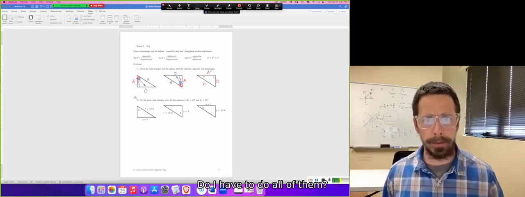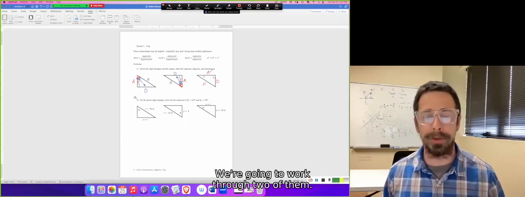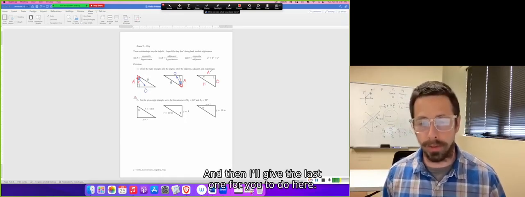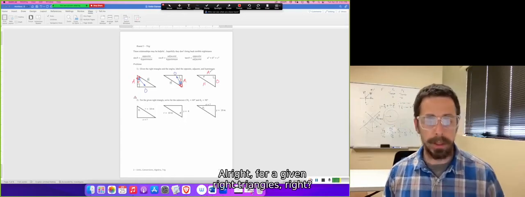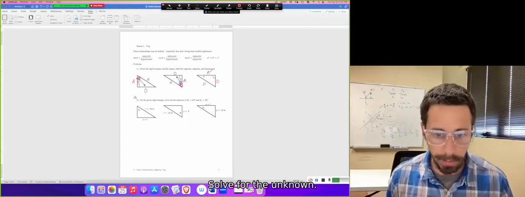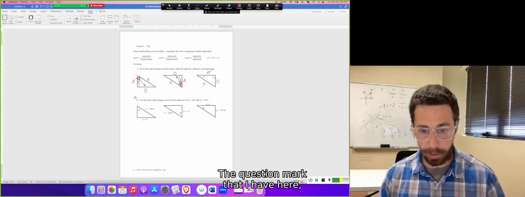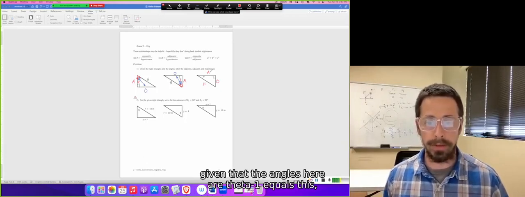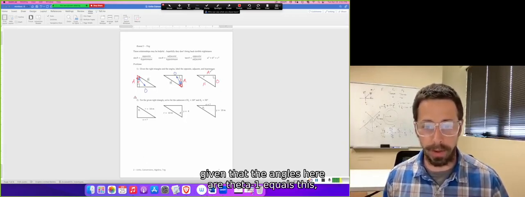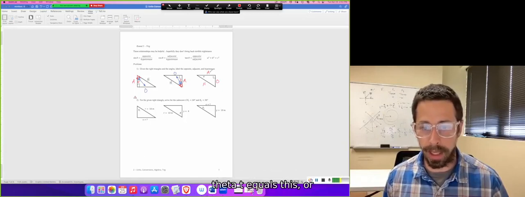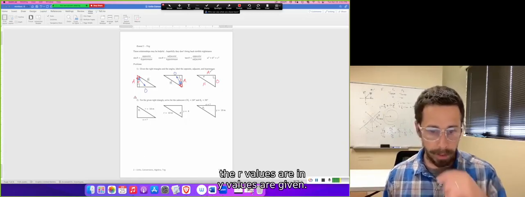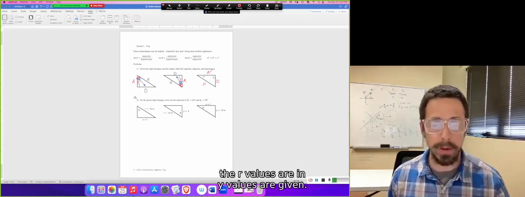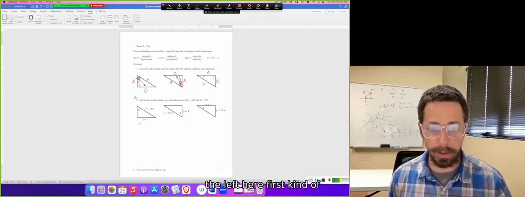All right, now you see, here's our yield sign again. Dr. Ray, do I have to do all of them? No. We're going to work through two of them, and then I'll give the last one for you to do here. All right, for given right triangles, right? Solve for the unknown, the question mark that I have here. Given that the angles here are theta 1 equals this, theta 2 equals this, or the r values or y values are given.